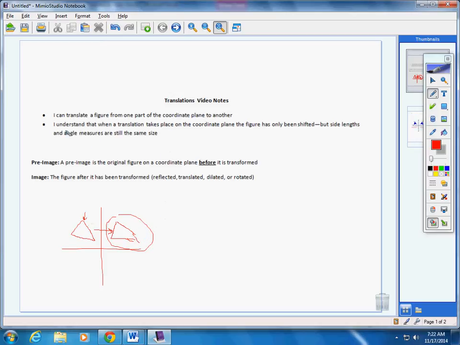Okay, we also want to be able to say by the end of today, I understand that when a translation takes place on the coordinate plane, the figure has only been shifted. Okay, it's only been shifted. However, the side lengths should still be exactly the same as the original figure. The angle measures should be exactly the same as in the original figure. Okay, and the shape is exactly the same size. Now let's continue with a few more definitions before we try an example or two here.